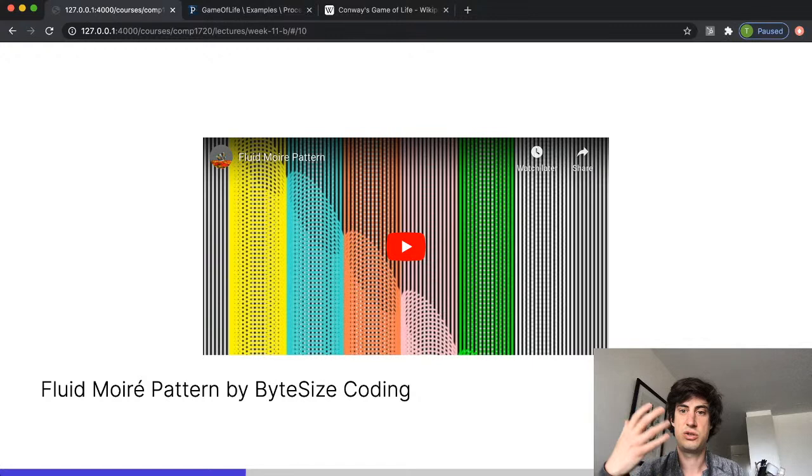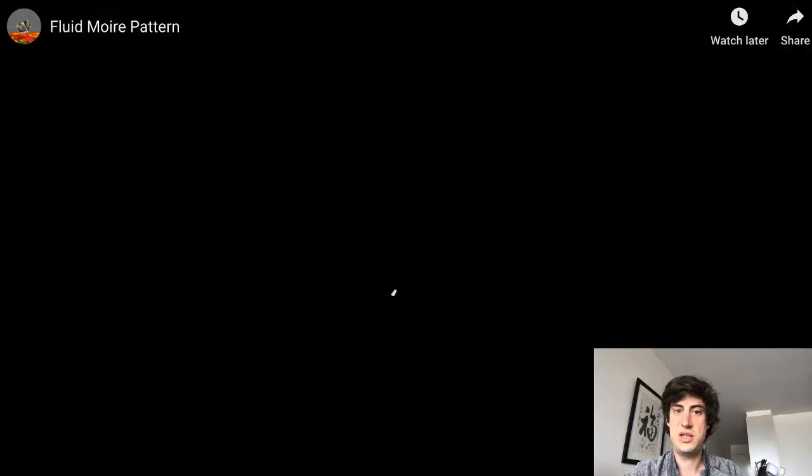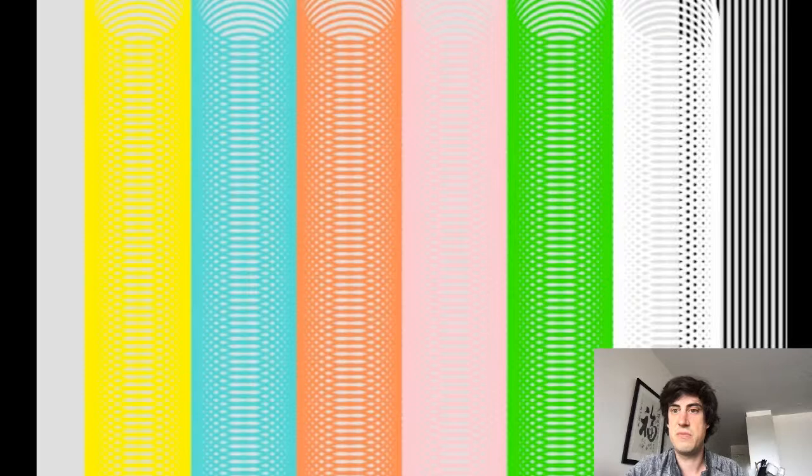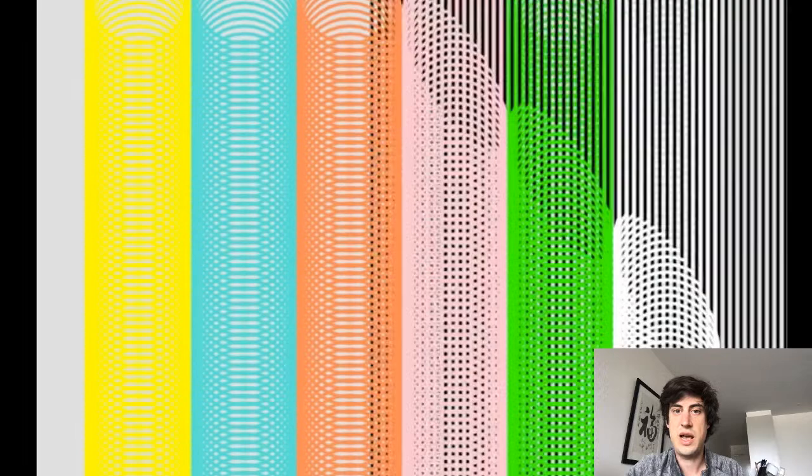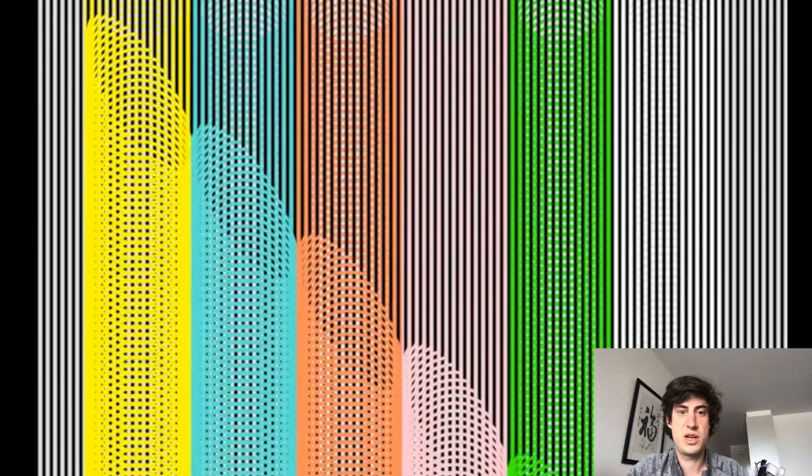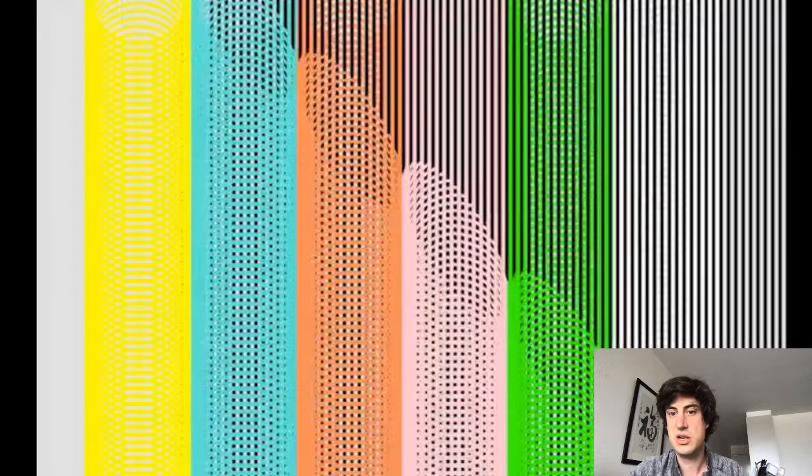So this is a fluid moiré pattern by Bite Size Coding. And what we'll see is just the effect of circular repeat rings that combine with just vertical bands. And just those two arrangements of shapes produce the downward movement of a series of what look like organ pipes or pan flute moments.